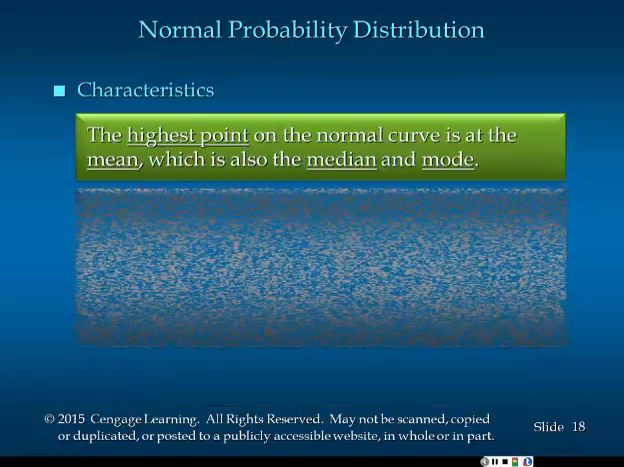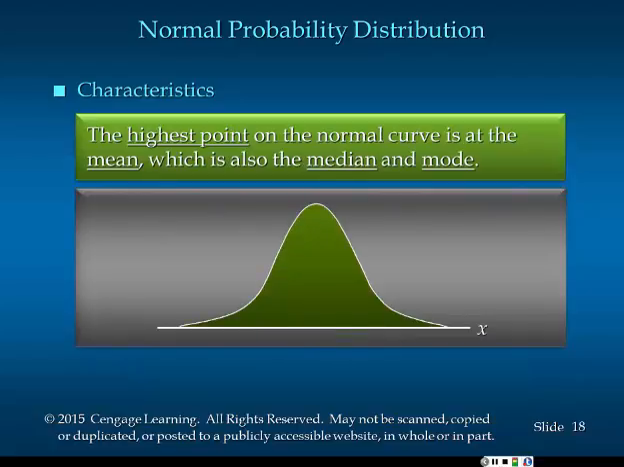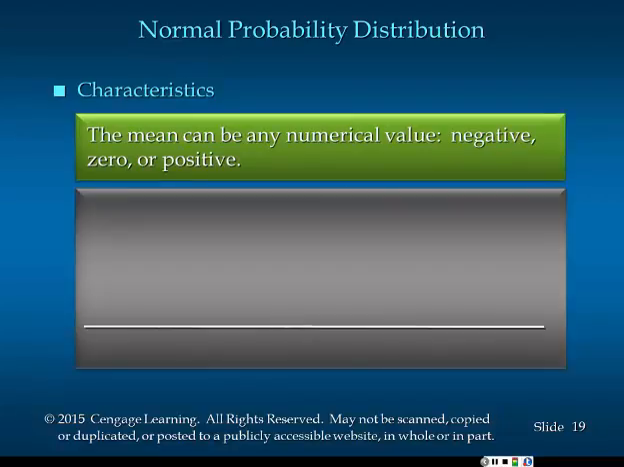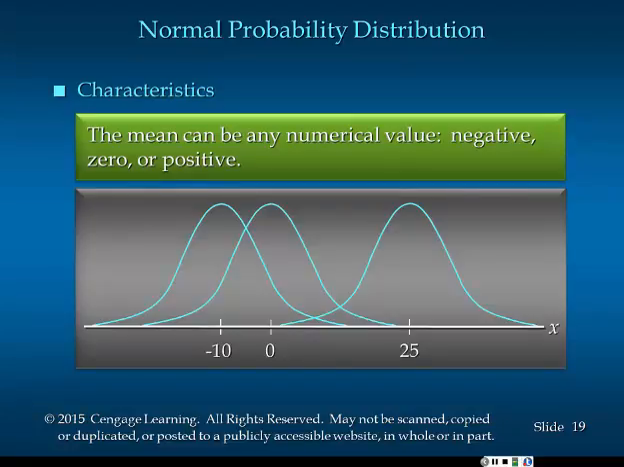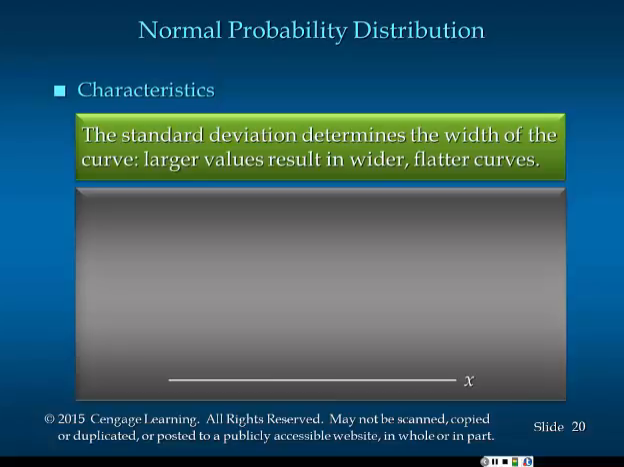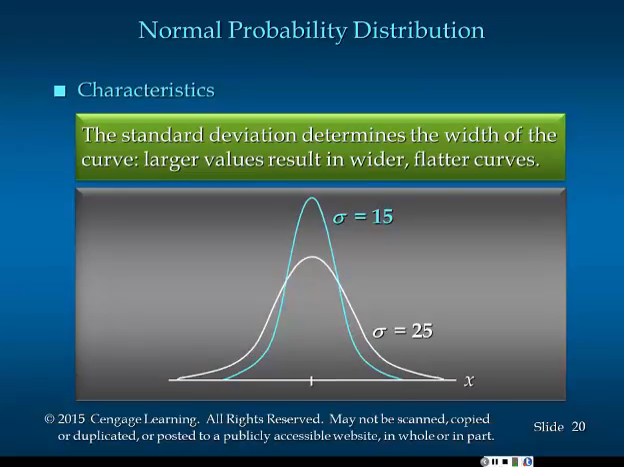The highest point of the normal curve is at its mean. That's where its median's at. That's where its mode's at. The mean can be any numerical value, both positive and negative. It includes 0. So it's not restricted like some of the discrete distributions we had. It's not restricted like the uniform distribution where it has to have a lower bound and an upper bound. The standard deviation determines the width of the curve. Larger values result in a flatter distribution. Smaller values result in a tighter distribution.